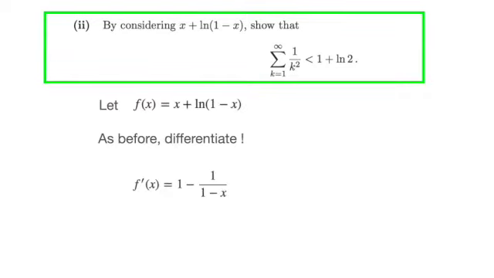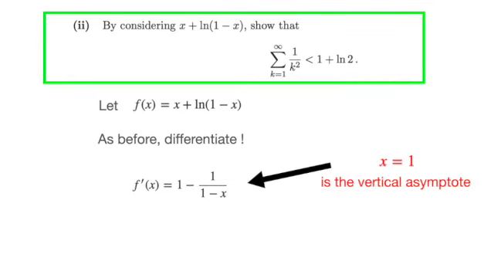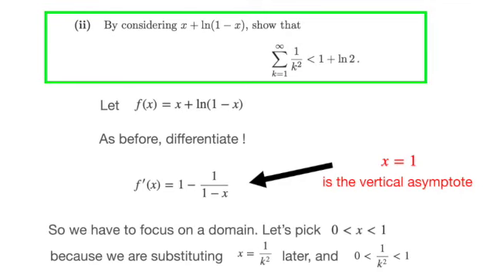We see that we get 1 minus 1 over 1 minus x. However, it's rather hard to say whether this is larger or smaller than 0 for all positive x, since x equals 1 happens to be a vertical asymptote. What we can do though is to investigate the behavior of 1 minus 1 divided by 1 minus x for x between 0 and 1.